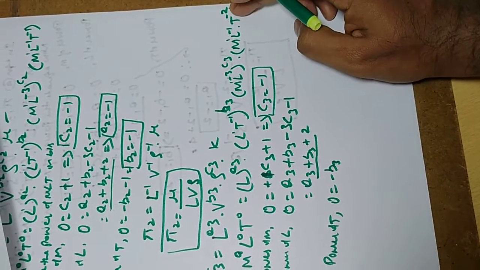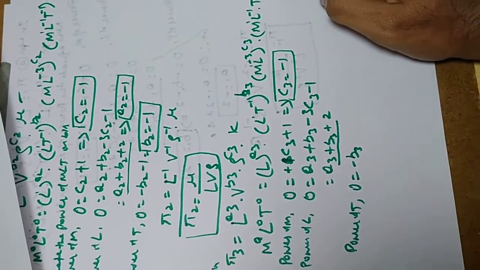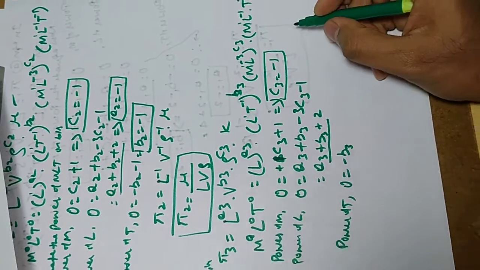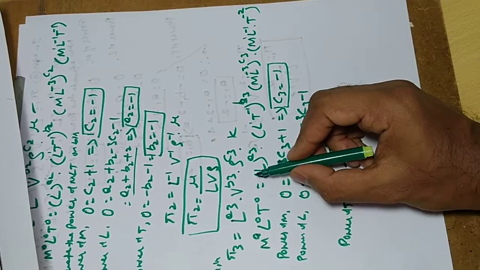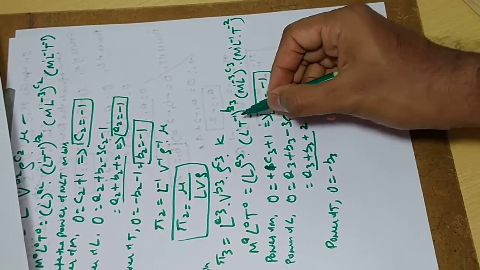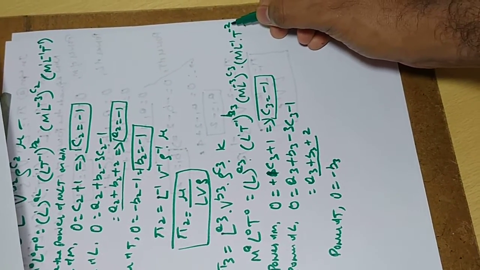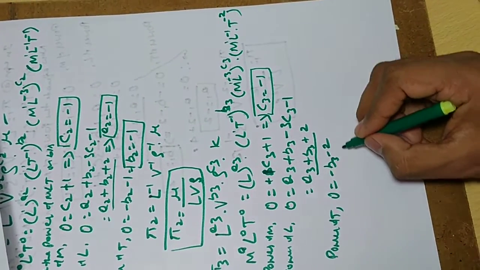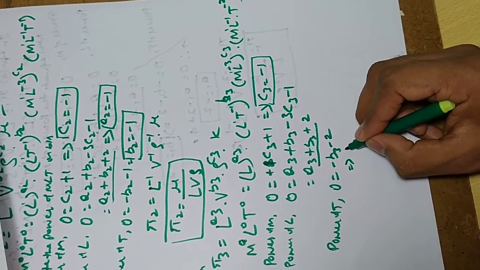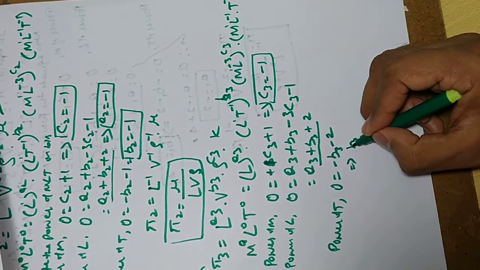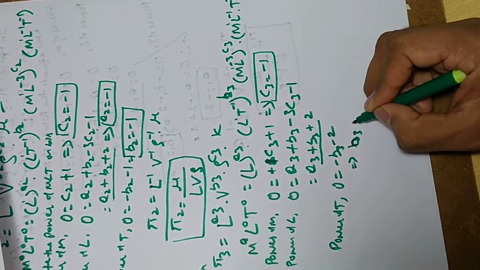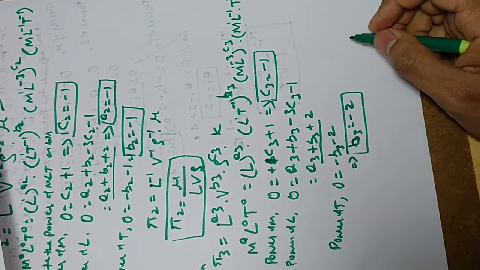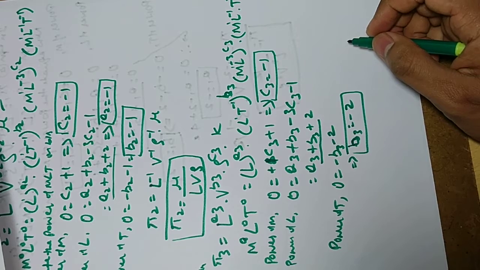Okay, here is the minus 2. Minus C. Here T to the power of 0 to the power of minus B3. Here T is the minus 2. So B3 is equal to minus 2. B3 is equal to minus 2.